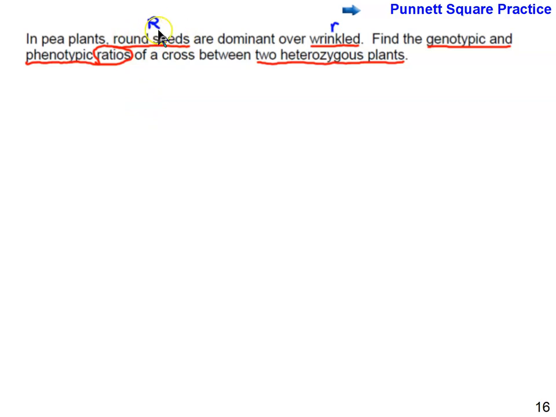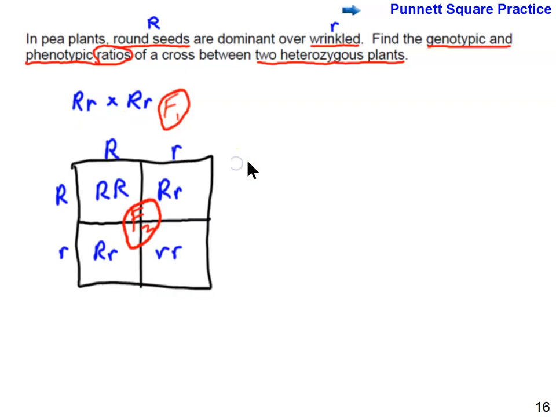So round seeds and wrinkled seeds, both parents are heterozygous, so big R, little r for both of them. And they represent the F1. We go ahead and create a Punnett square, place the parents on the outside of the Punnett square, and remember these are possible gametes produced from those parents. When the gametes come together at fertilization, they produce these possible offspring. There are 4 possible combinations.